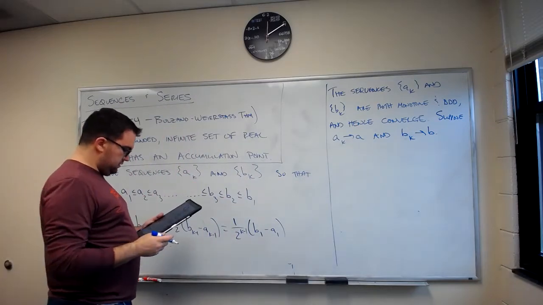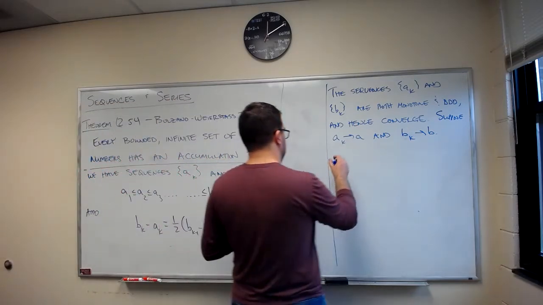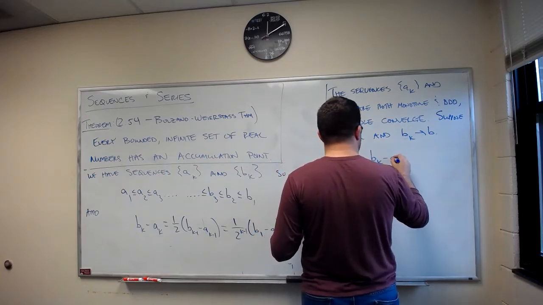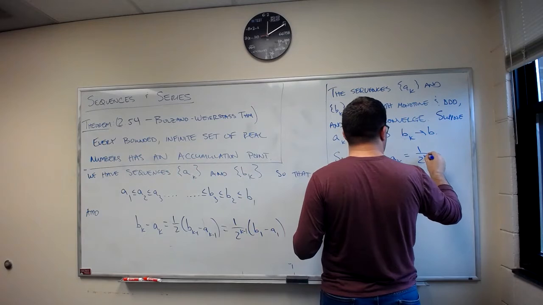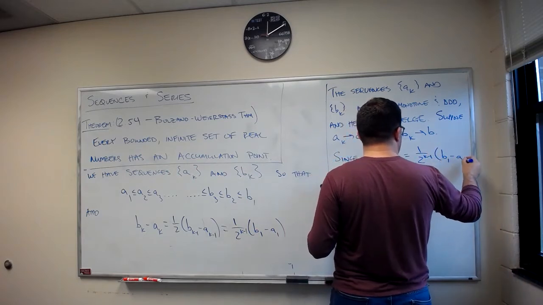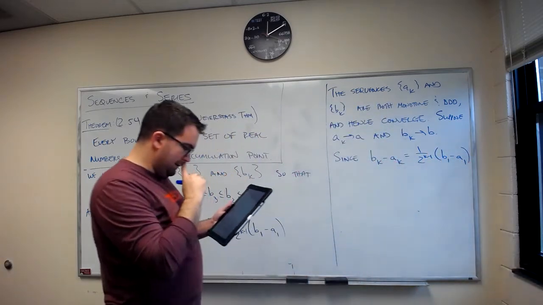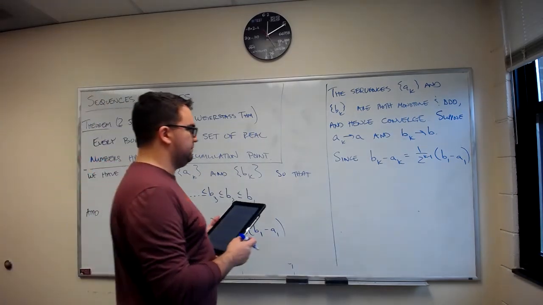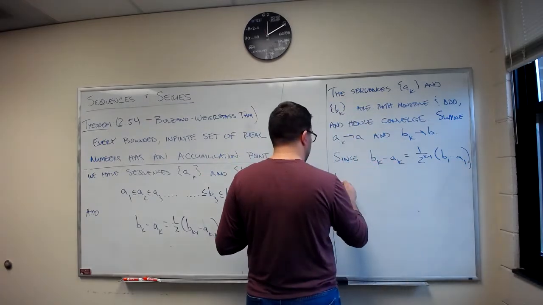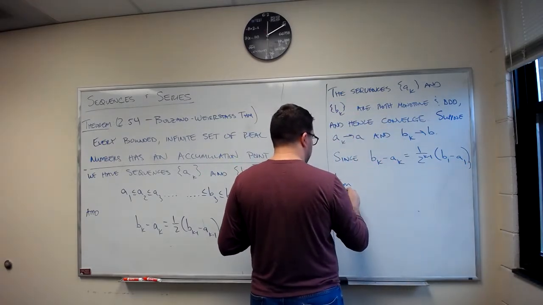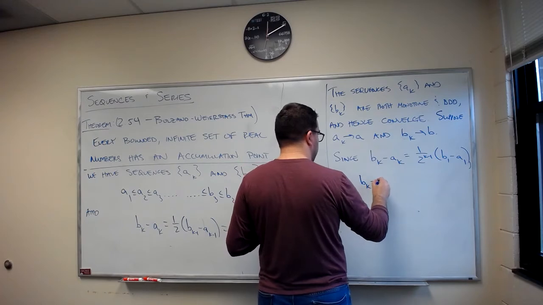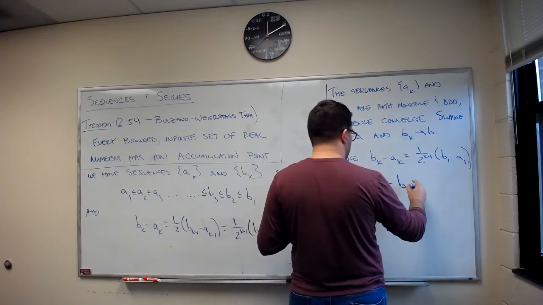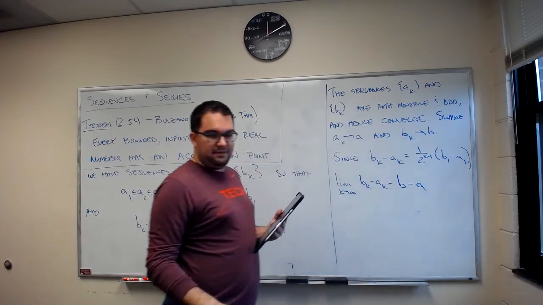Okay. Well, since BK minus AK is equal to 1 over 2 to the K minus 1 times B1 minus A1, then if I take a limit of both sides as K goes to infinity, I get the limit as K goes to infinity of BK minus AK, which, by the way, should just be equal to B minus A, right?